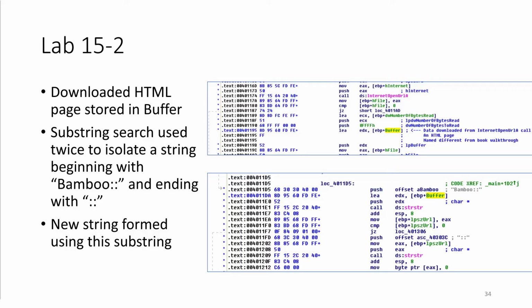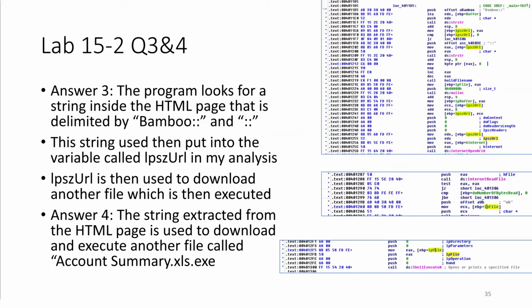The strstr function is used to search a string for a substring. And IDA has labeled the substrings being searched for and commented them, so it's apparent that the program searches for a string with the beginning delimiter bamboo: and an end delimiter of :. And this gives us the answer to question 3. The program looks inside the HTML page it requested to find a string that is delimited by bamboo: and :. This string is then placed into a variable that was named lpszURL during my analysis.